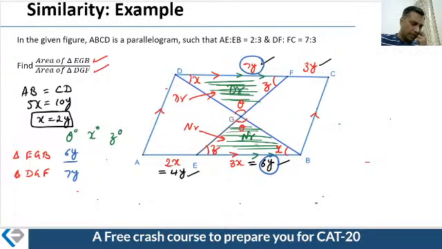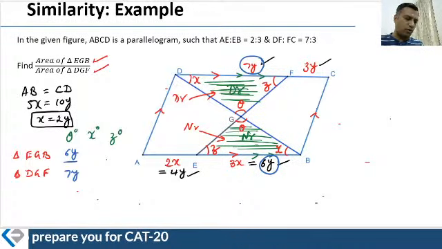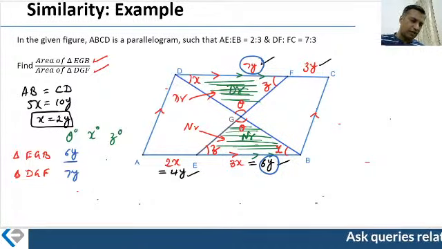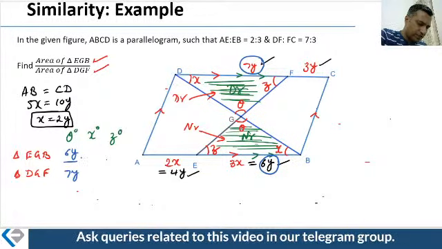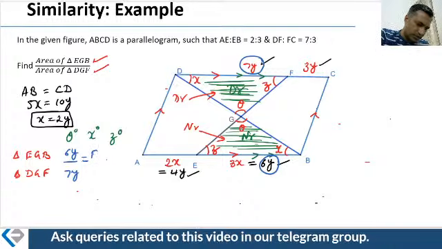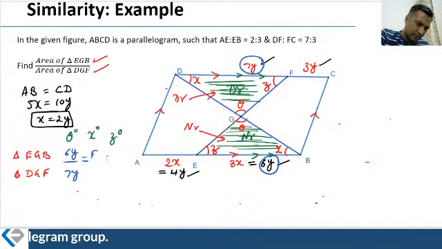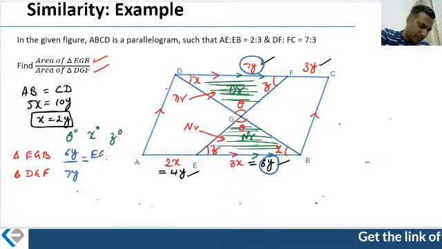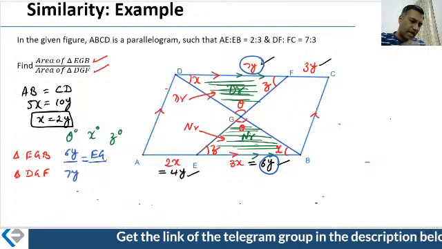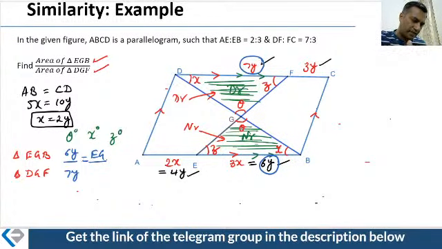The ratio of the corresponding sides is 6 by 7. What is that also trying to say? Which means, what is the side opposite angle x here? The side opposite angle x is FG here. The side opposite angle x in the other triangle is EG.